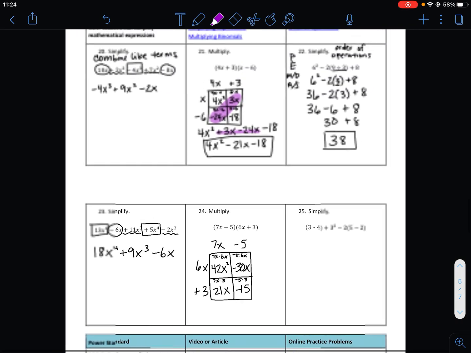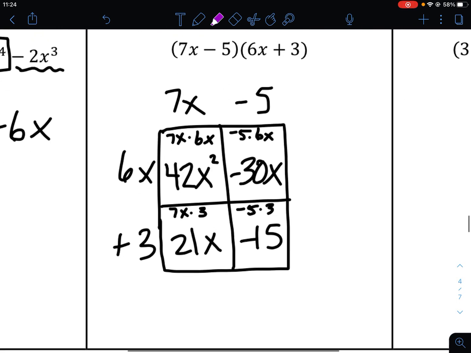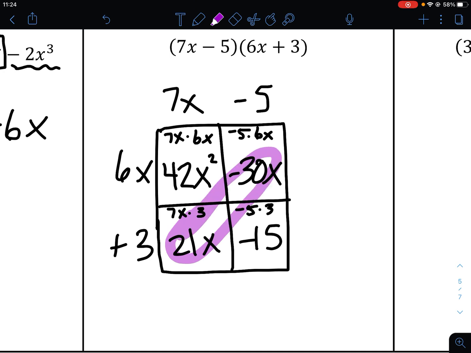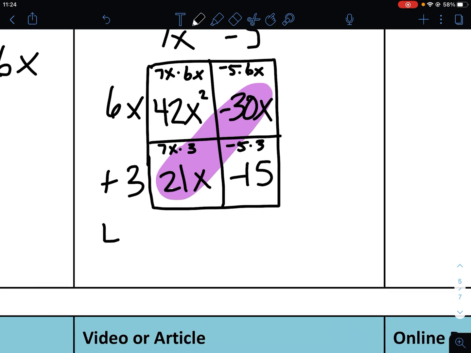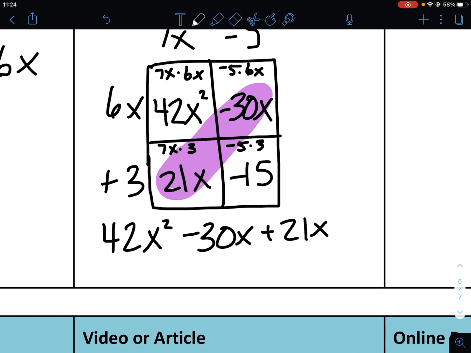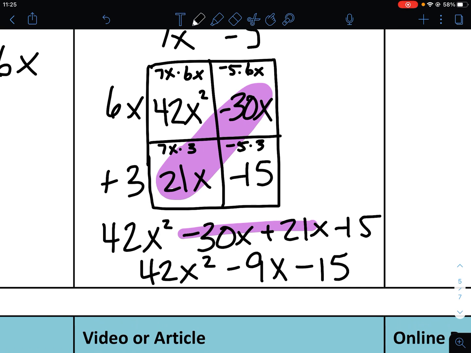Just like with number 21, we have those like terms on the diagonal that will combine together. Because our final product is 42x squared minus 30x plus 21x, 21 is positive, minus 15. And we combine our like terms. Finally, 42x squared. Negative 30 plus 21x is negative 9x minus 15. This is the product we're looking for.